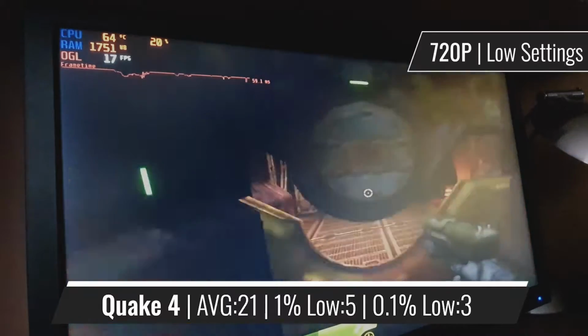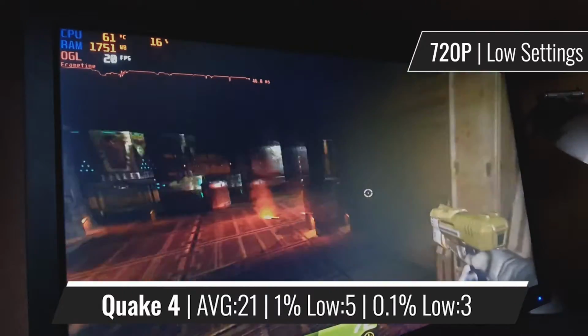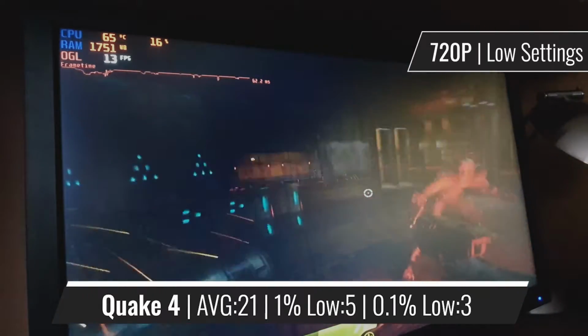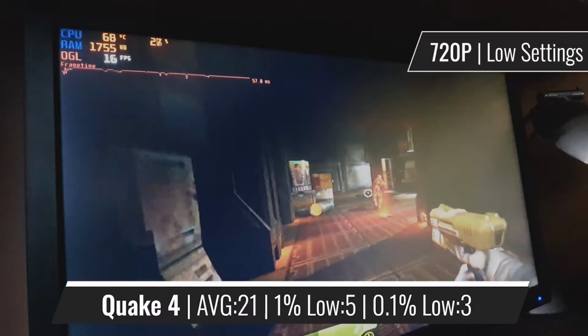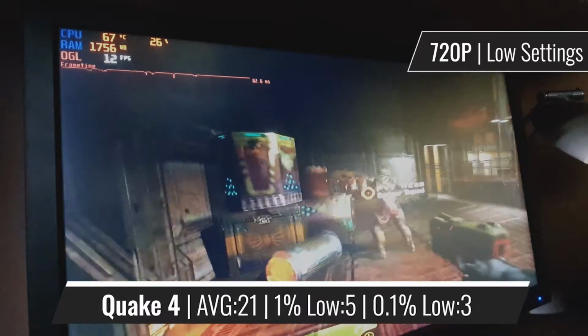What is not really acceptable is Quake IV's performance, as no matter how much I turned the settings down, it wouldn't even get to the 30s, which is just not good enough for a game like this.